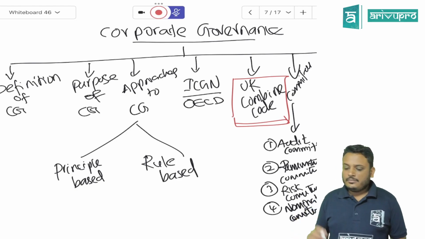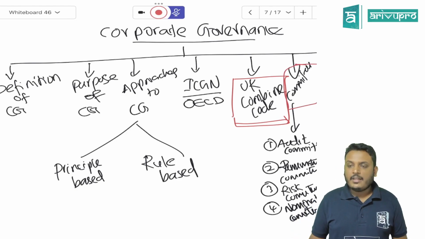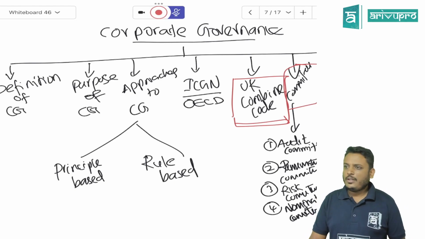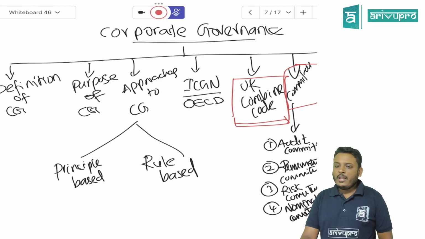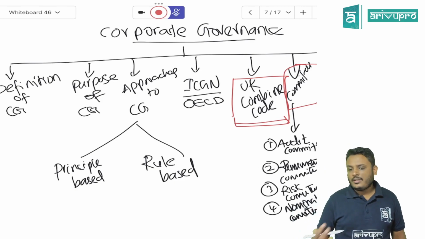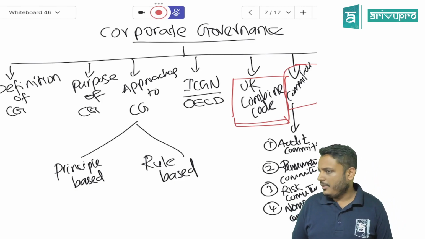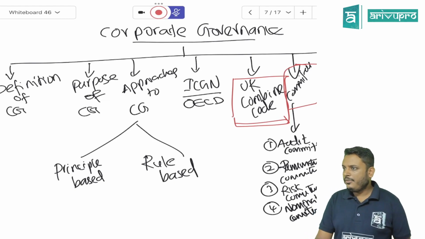And two things important in this flow chart. One is committee and the other one is UK Combined Code. These are the two main areas highly examinable in your syllabus. But when you are doing a case study, a basic understanding is important. That's why I gave the approaches and all. Right? Done? Shall we move to examinable points?